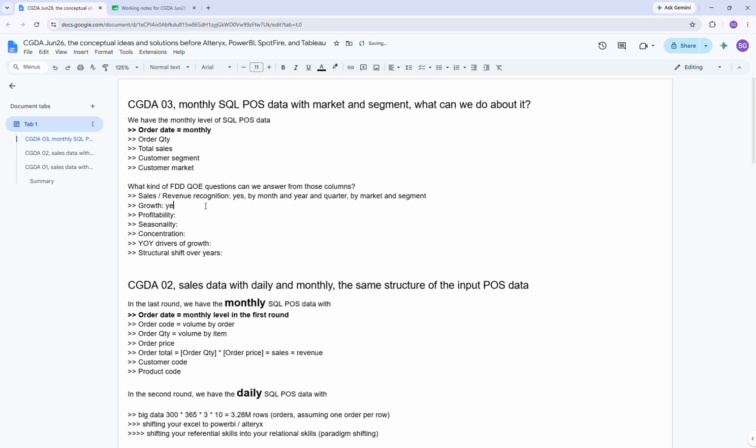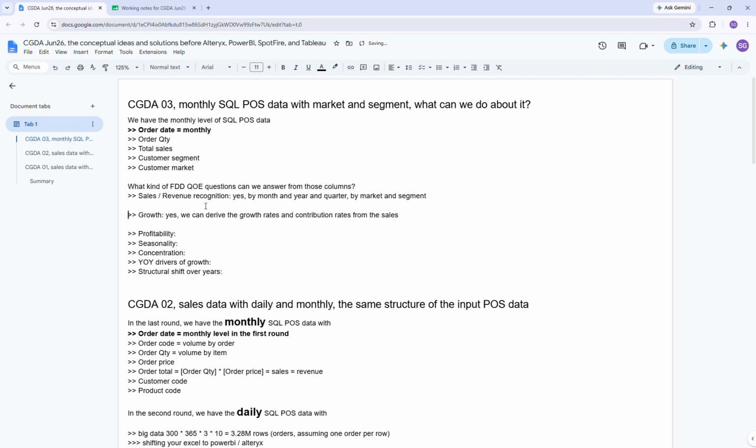Growth, yes. So the growth question is to answer if the business is growing or declining, growing at 5% or 10%. So this kind of thing, yes, because we have the revenue already. So we can derive the growth rate and contribution rates from the sales. Okay, so the answer is yes. So this one we can answer already.